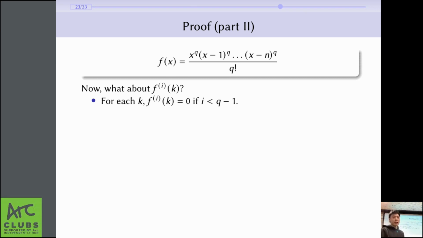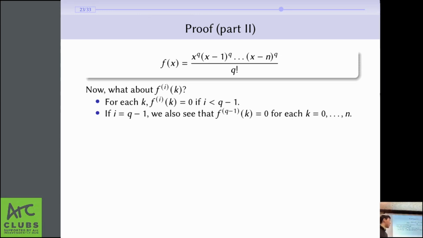Well, we know that for each k from 0 to n, if I know the derivative is at most q minus 1, then the derivative evaluated at each of these k's is just going to be 0, right? Because what we're going to be left with is still going to be some factor of x minus k to the power of some q minus t. And so you still get this factor of x minus k. And so therefore, the ith derivative is just going to be 0 as long as i is less than q minus 1.